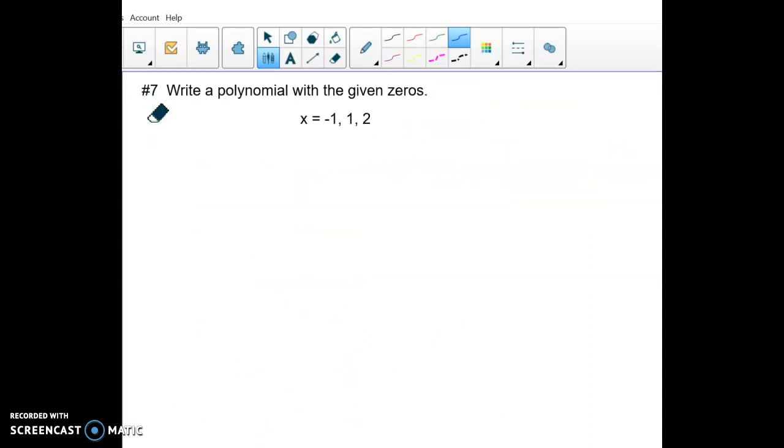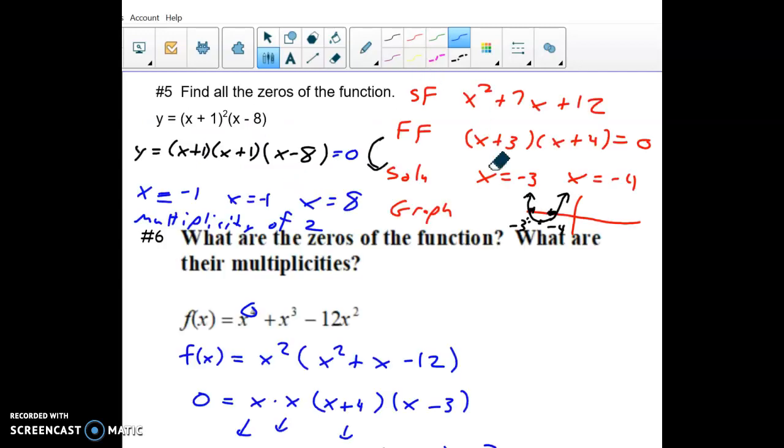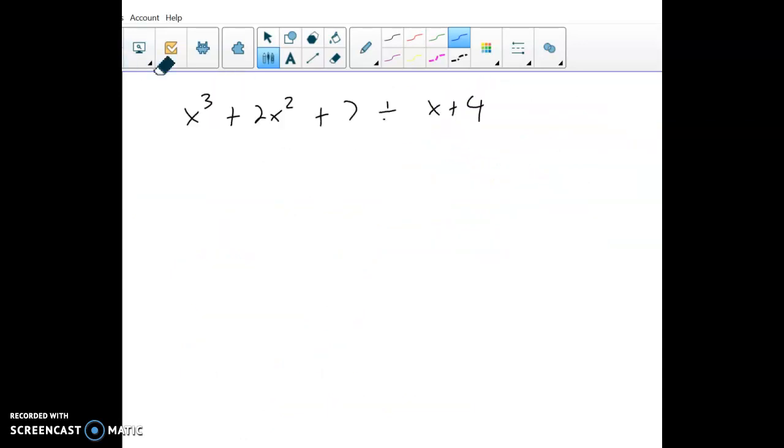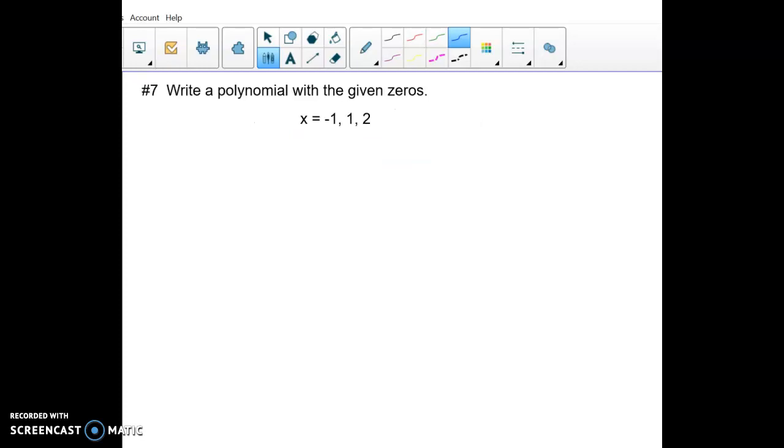Let's see. Okay, so I want to do 7 here quick, which is actually, this one you have to take the answers and go back to standard form, right? So it's kind of like going in reverse. So we have, sorry, I'm on the wrong question. We have these zeros as answers, so find the little factors and go from there.